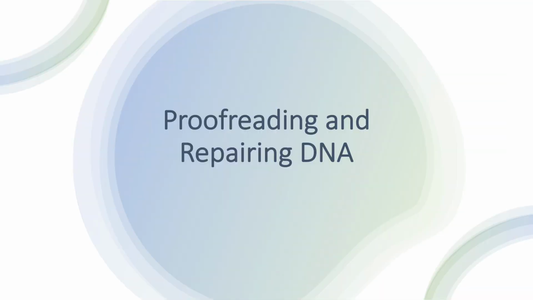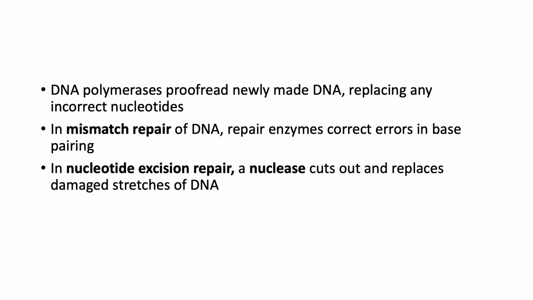DNA replication is not 100% accurate. That is why, during DNA replication, DNA polymerases proofread each nucleotide against its template as soon as it is added to the growing strand. Upon finding an incorrectly paired nucleotide, the polymerase removes the nucleotide and then resumes synthesis. This action is similar to fixing a typing error by deleting the wrong letter and then entering the correct letter. In mismatch repair of DNA, repair enzymes correct errors in base pairing.